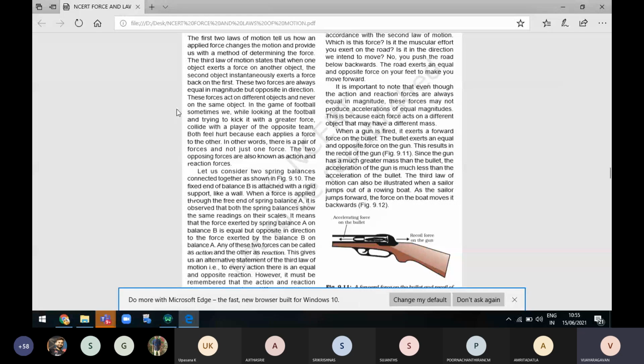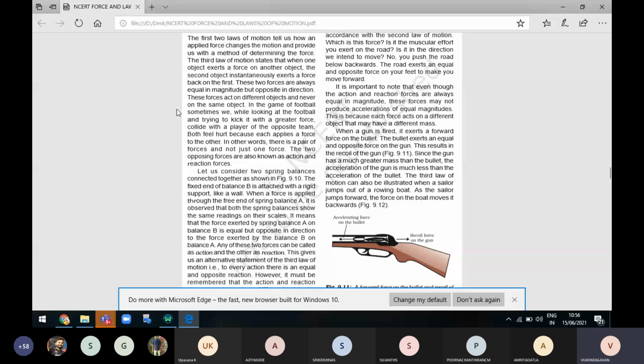Since the gun has much greater mass than the bullet, the acceleration of the gun is much less. Comparing the mass of the gun and the bullet, the gun has the larger mass. So while coming back, the acceleration of the gun will be very little compared to the bullet.